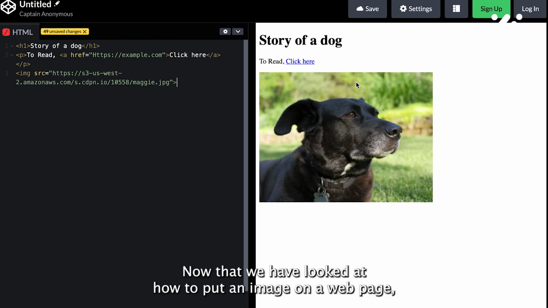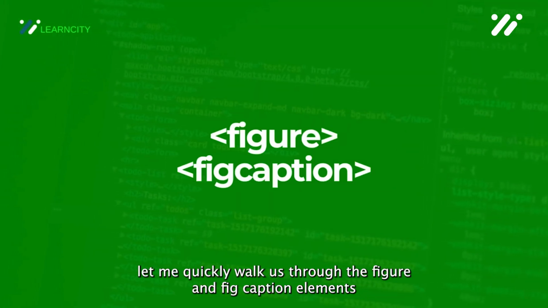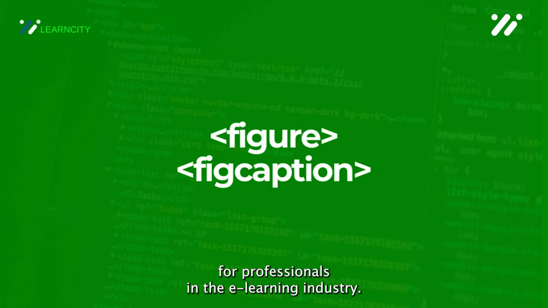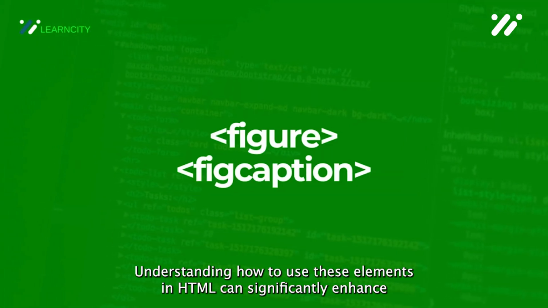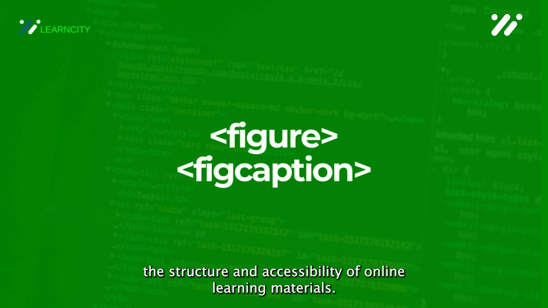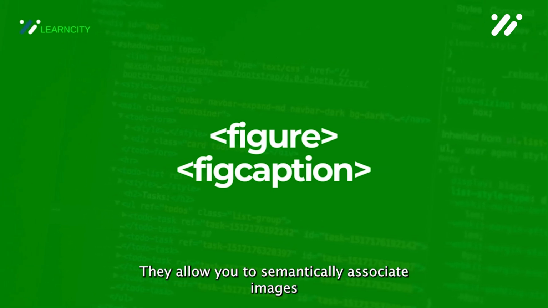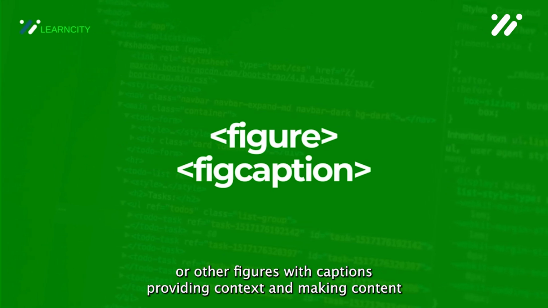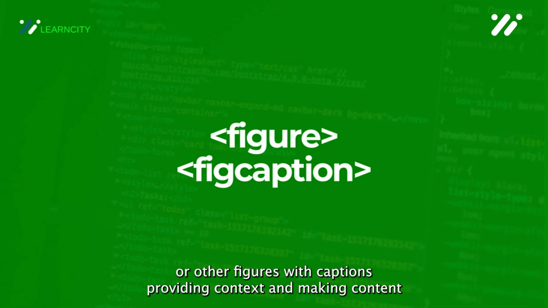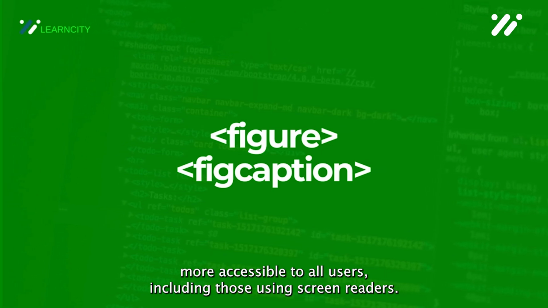Now that we have looked at how to put an image on a web page, let me quickly walk us through the figure and figcaption elements. For professionals in the e-learning industry, understanding how to use these elements in HTML can significantly enhance the structure and accessibility of online learning materials. They allow you to semantically associate images or other figures with captions, providing context and making content more accessible to all users, including those using screen readers.